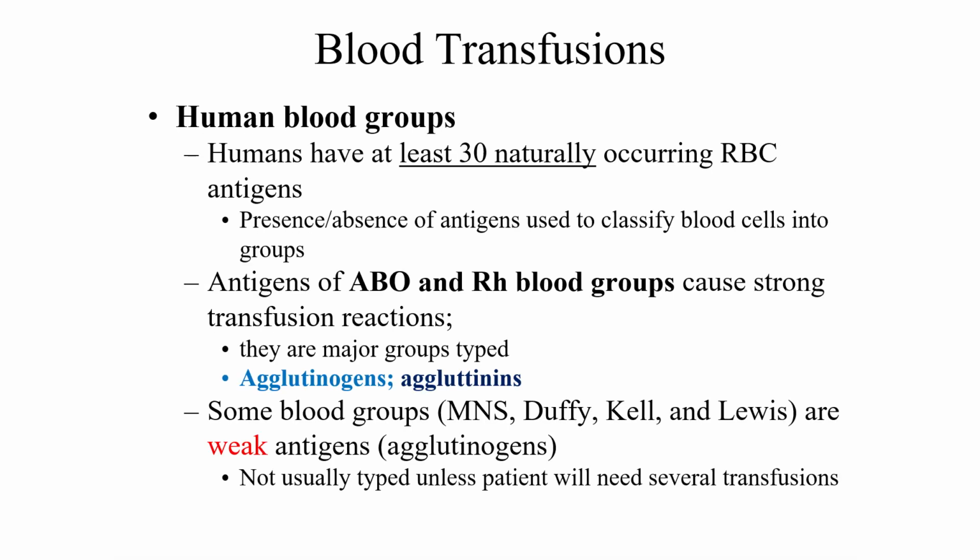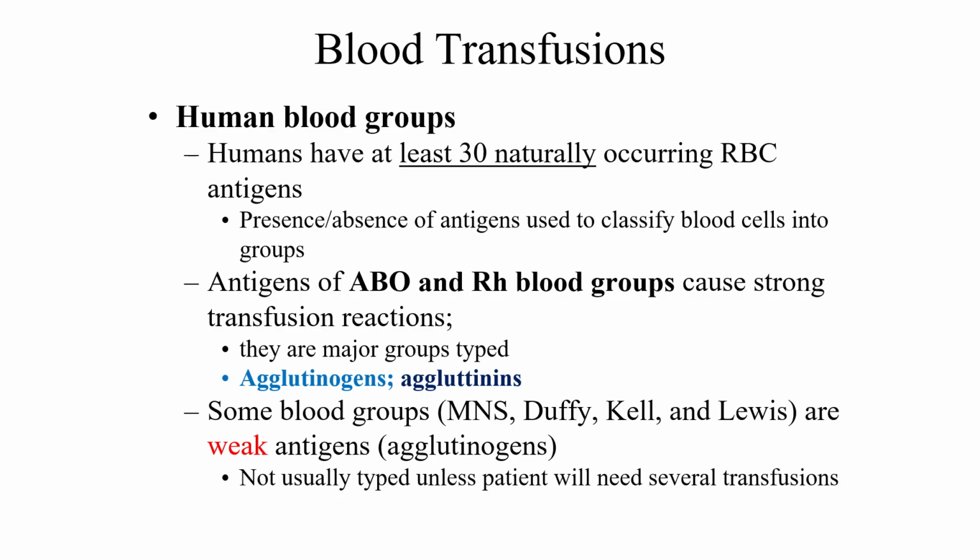All right, so humans have at least 30 naturally occurring red blood cell antigens, okay? And remember, antigens are just those markers on the cell that let the body know what belongs to the body and what doesn't. And so we can use the presence of these antigens to classify blood cells into their groups. Now, the antigens of the ABO and RH blood groups are the ones that we typically use to classify our blood types, and that is primarily because they cause strong transfusion reactions.